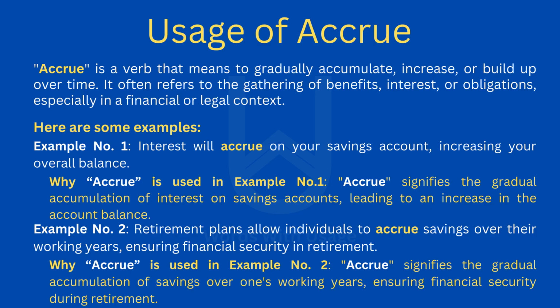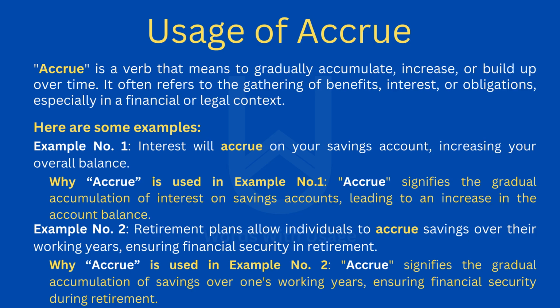Here are some examples. Example number 1. Interest will accrue on your savings account, increasing your overall balance. Why accrue is used in example number 1. Accrue signifies the gradual accumulation of interest on savings accounts, leading to an increase in the account balance.